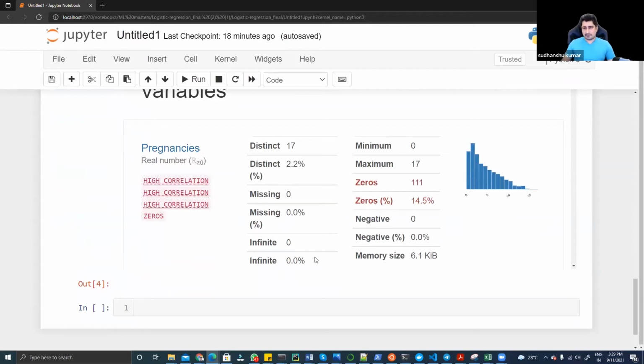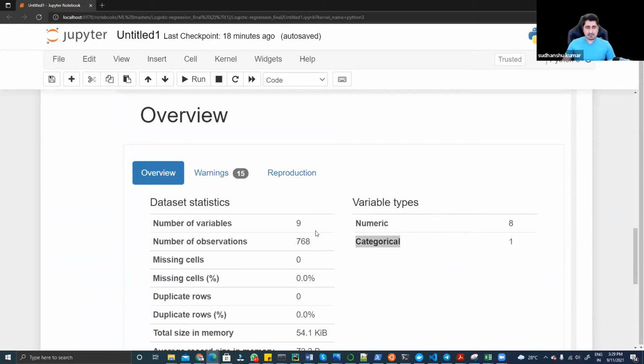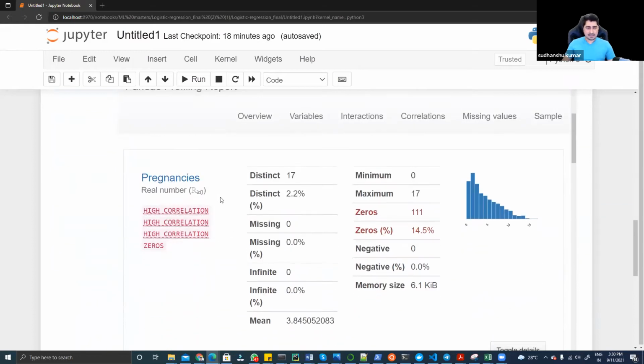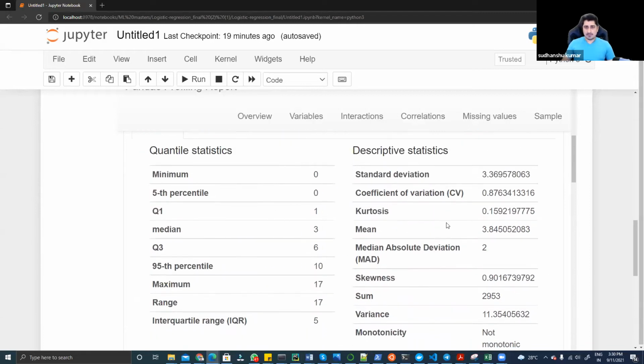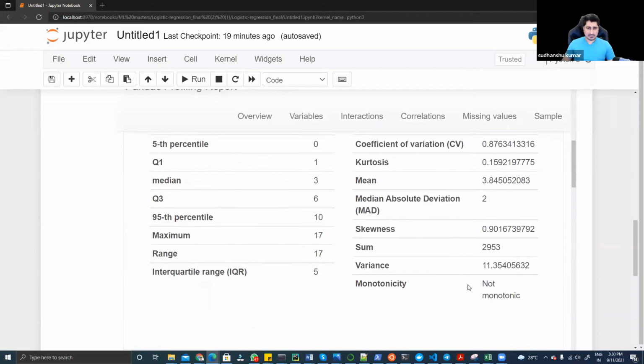Now, column wise, if I try to understand, we have multiple columns. We have the Pregnancies column, and here the total distinct number of pregnancies is 17 different numbers. Missing values is equal to 0. There are some data values inside the Pregnancies column which are 0. Average of pregnancies is 3.84. I think it's not relevant, right? It is showing that it's highly correlated with Age. If I click on toggle details here, I will be able to find more information about this one.